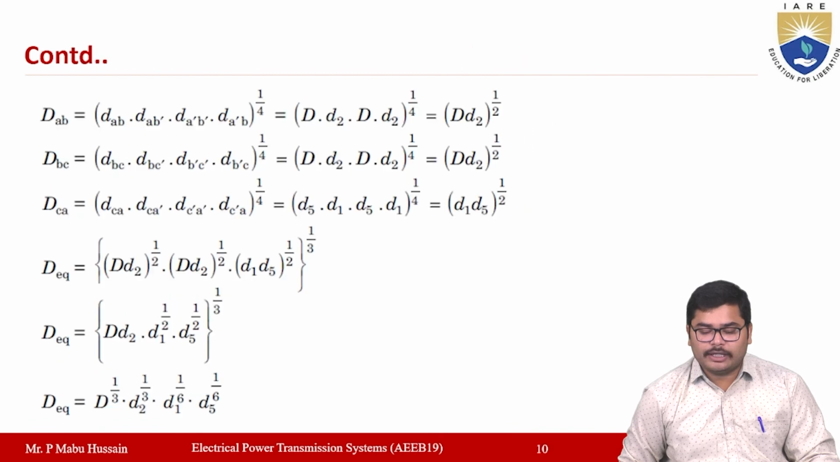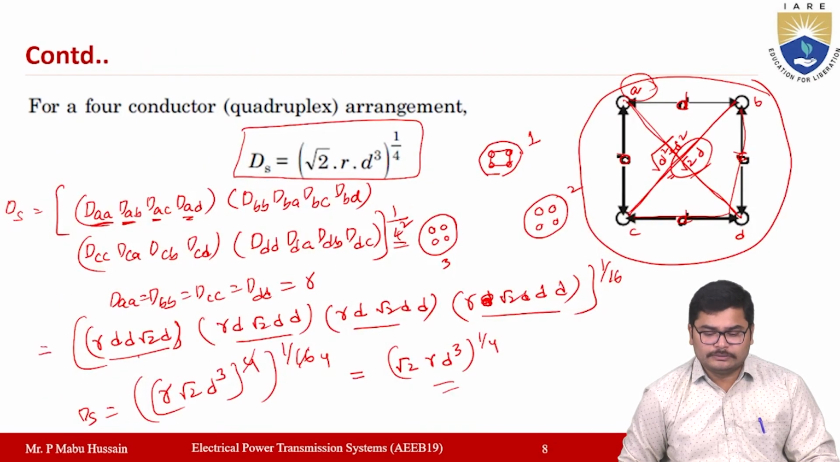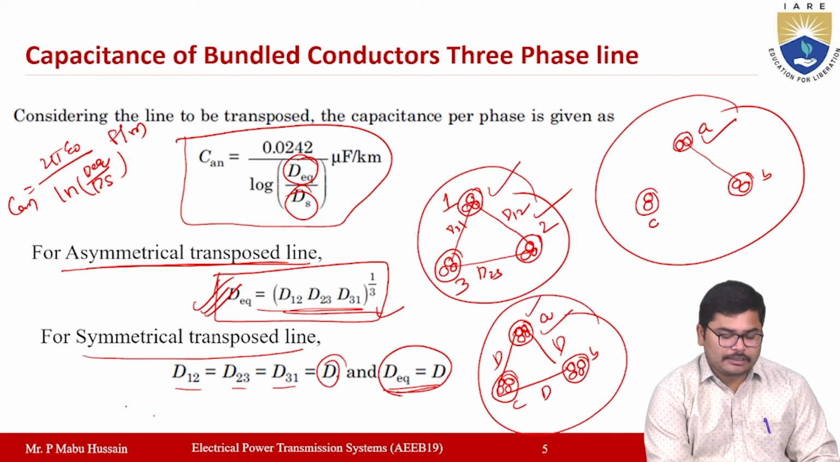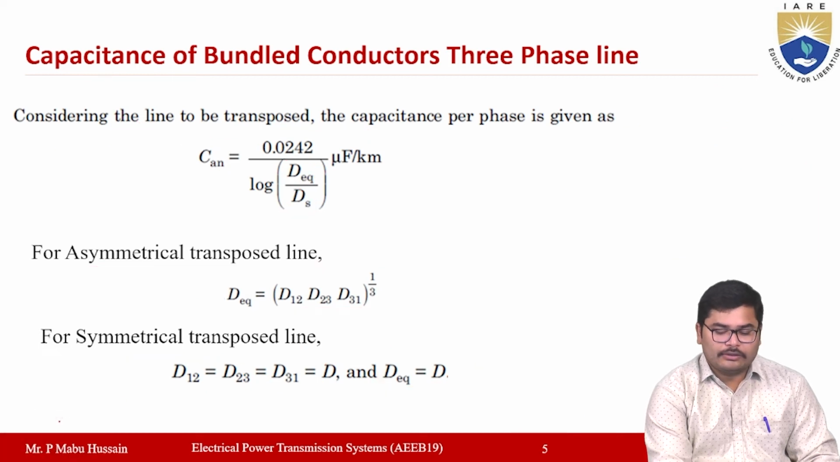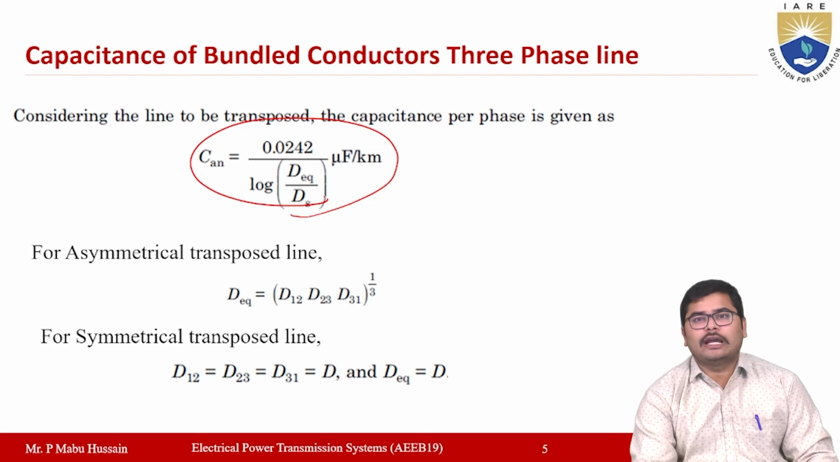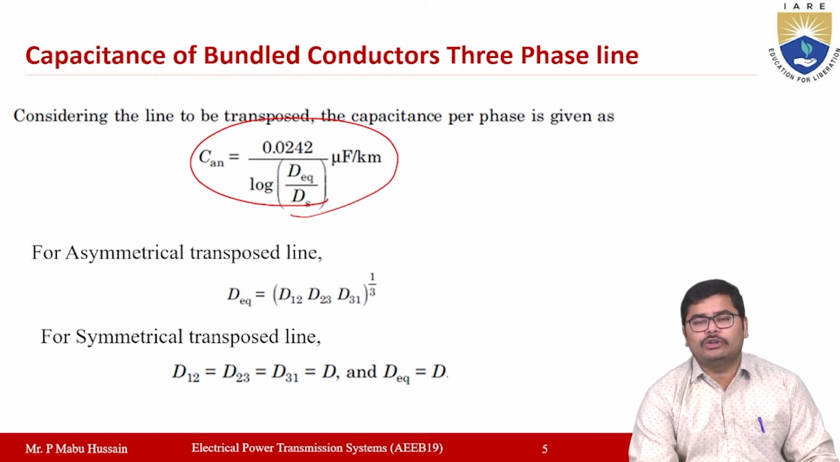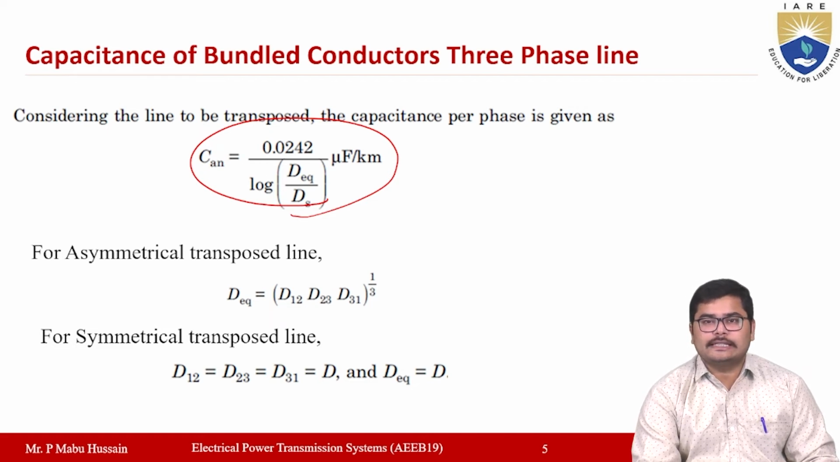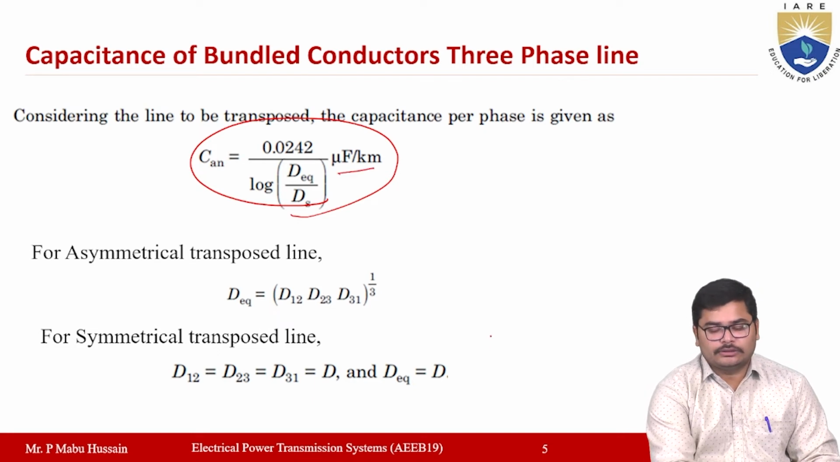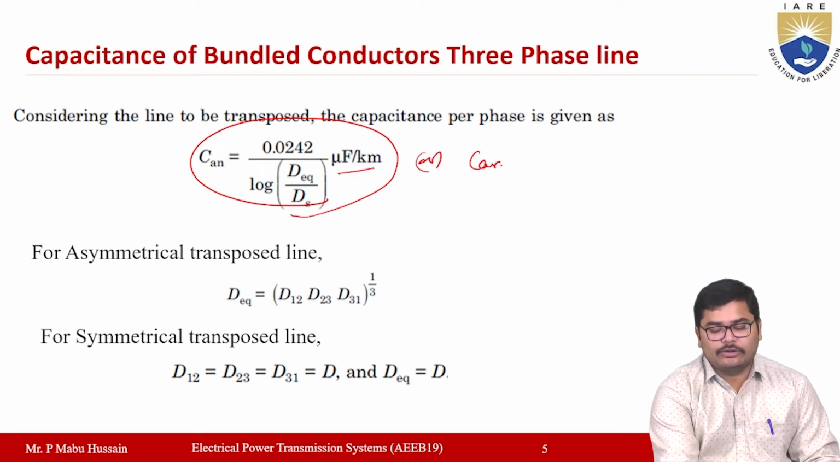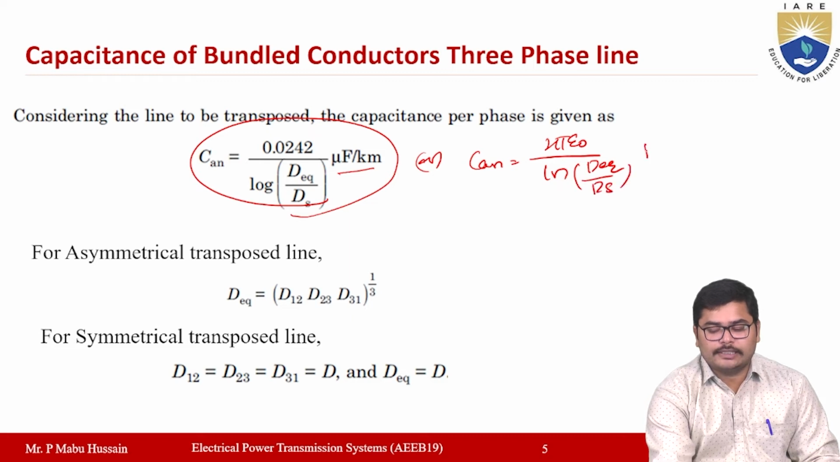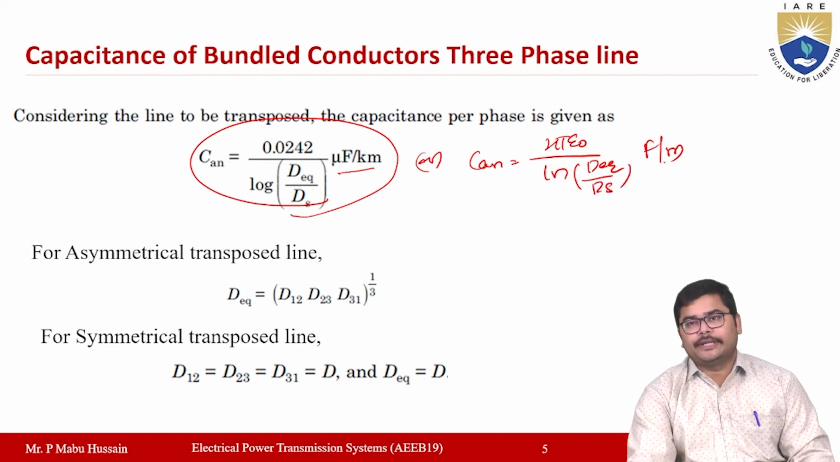So once you know the D equivalent and Ds for any configuration of bundled conductor, you can use this formula for calculating the value of capacitance, which is a per phase capacitance. CAN is equal to 0.0242 by log D equivalent by Ds, which is in microfarads per kilometer. Or you can even use CAN is equal to 2 pi epsilon naught by log D equivalent by Ds, which is in farads per meter.